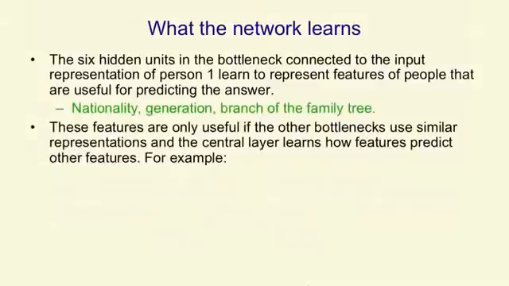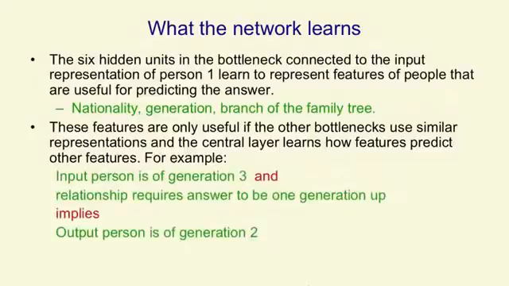Of course, those features are only useful if the other bottlenecks, the one for relationships and the one near the top of the network before the output person, use similar representations, and the central layer is able to say how the features of the input person and the features of the relationship predict the features of the output person. So, for example, if the input person is of generation 3 and the relationship requires the output person to be 1 generation up, then the output person is of generation 2. But notice, to capture that rule, you have to extract appropriate features at the first hidden layer and the last hidden layer of the network, and you have to make the units in the middle relate those features correctly.